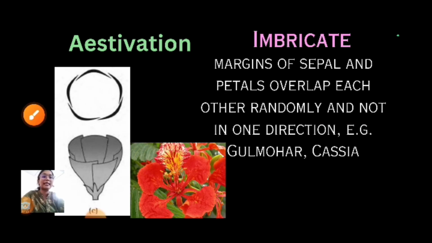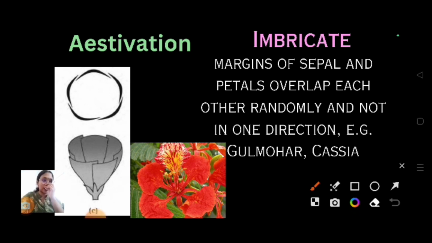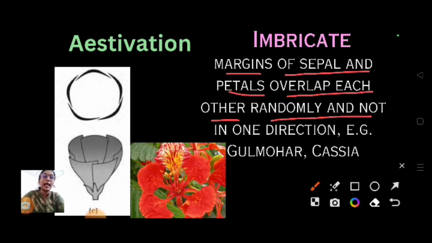Now moving on to the next slide, imbricate type of estivation. In this case, margins of sepals and petals overlap each other randomly and not in one direction. So here the sepals or petals are not following one particular pattern. They are in a random manner. Suppose in this petal, both ends of the petal are inside, but here it is outside, inside, outside, inside, inside, outside, inside, outside.